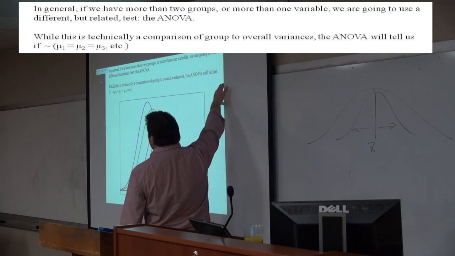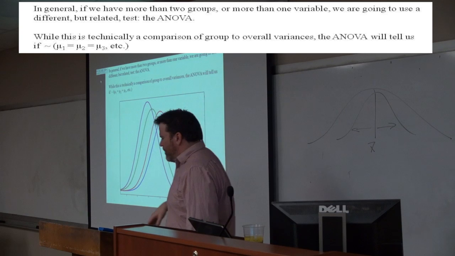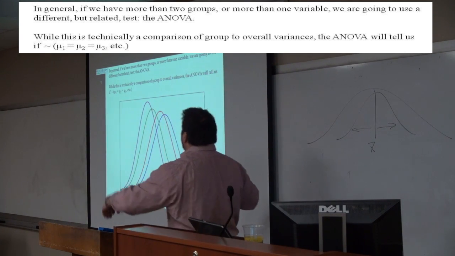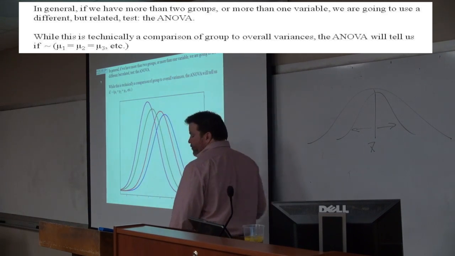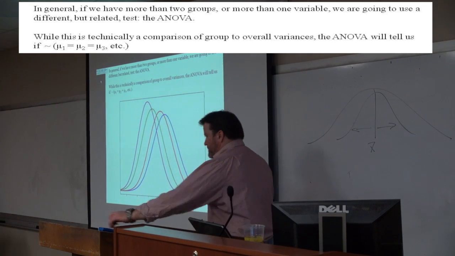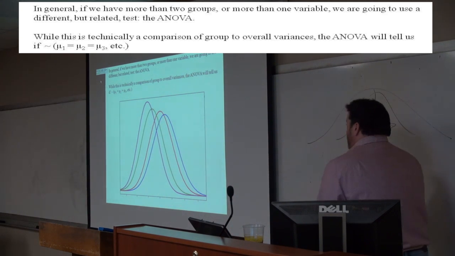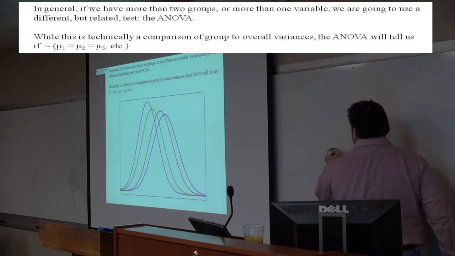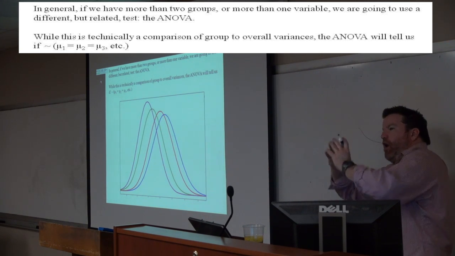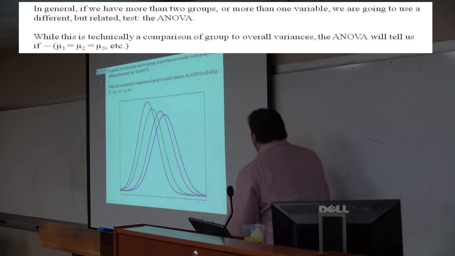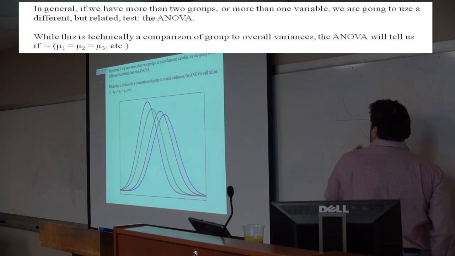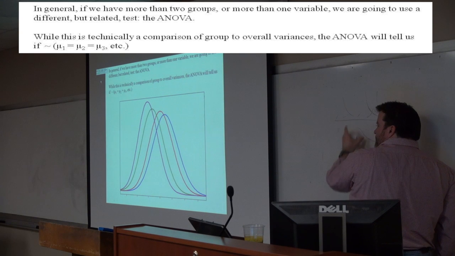And this sentence here is somewhat confusing, so I'm going to explain what it means, because it's one of those things that you need to know what's going on. While this is technically a comparison of group to overall variances, what the ANOVA actually tests is you have an overall variance in your group, that is how much they all spread out, like this. And then you have an individual group, the individual group variances. And what we're really testing is the relationship here.